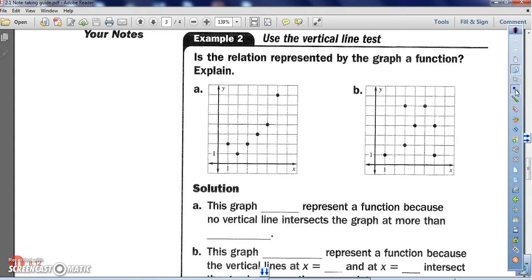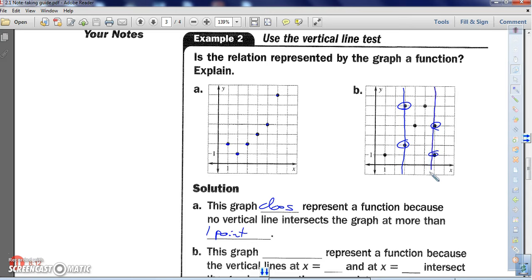In letter A, we have these points here that show our relation. Do any of those points line up in a vertical line? The answer is no, they don't. So therefore, this one does represent a function because no vertical line intersects the graph at more than one point. The second one, however, if you take this point and this point, they line up in a vertical line. So does this one and this one, but it only has to happen once.